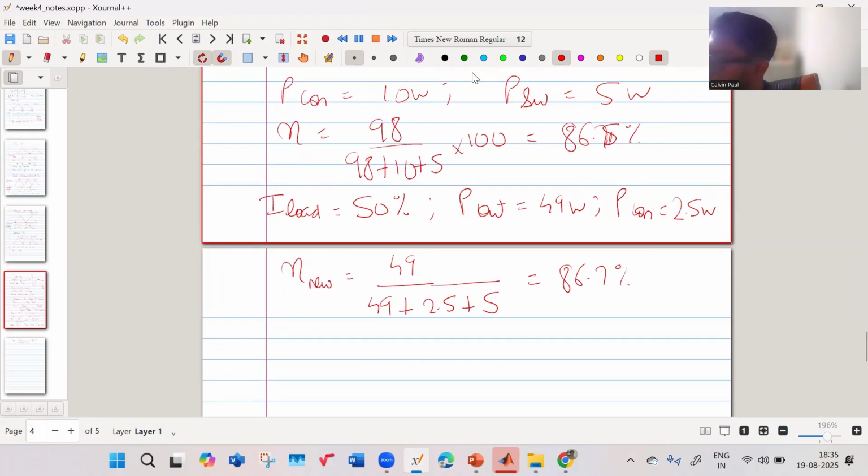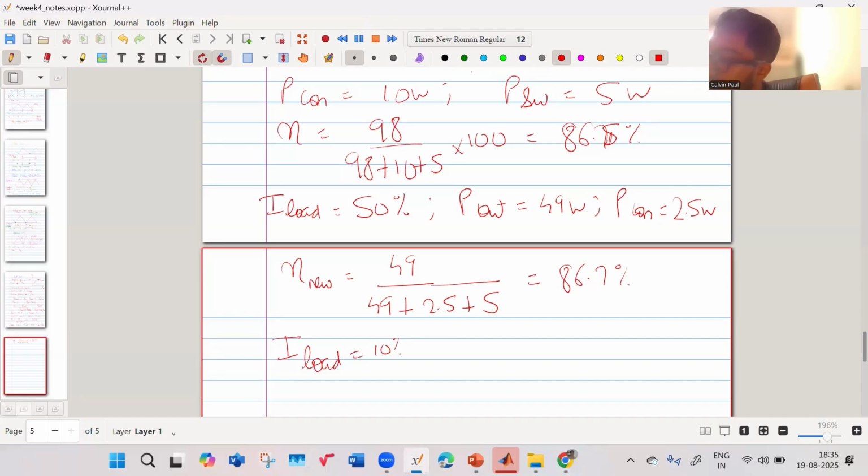This usually shouldn't happen. Okay, let me go for an even lighter load. Let me say load is 10%. Then how much is my output power? Output power in that case becomes 9.8 watt. Right? How much is my conduction loss in that case? 10% means 0.1. 0.1 square, 0.01 into 10 watt.